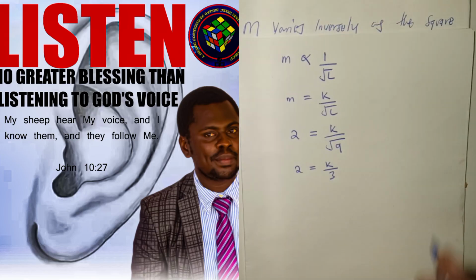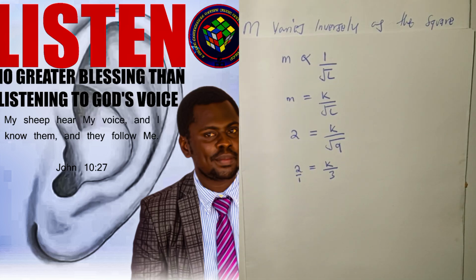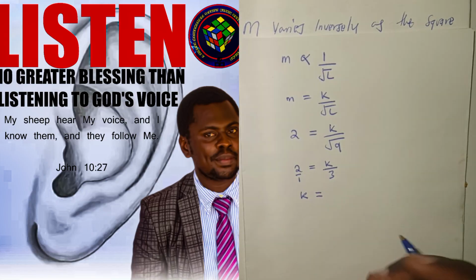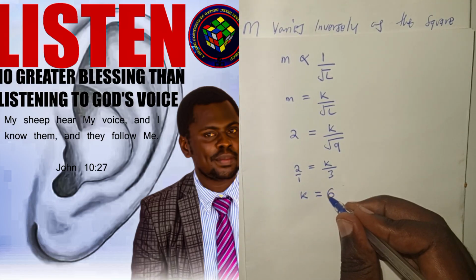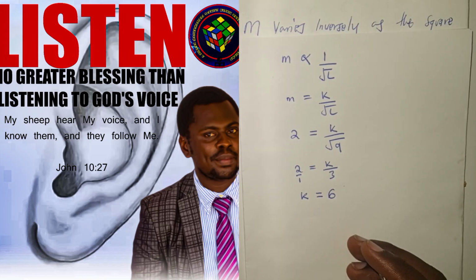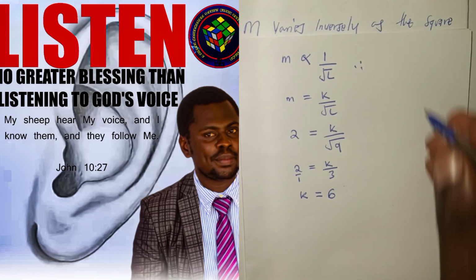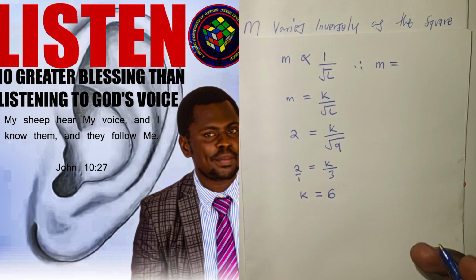So we want to solve for k. Here we can just cross multiply. We'll say this is over 1. Then you cross multiply. You say 1 times k, you get k is equal to 2 multiplied by 3, you get 6. So the value for k is equal to 6. Therefore, now the equation, we have m is equal to, so where there is k, you put 6.